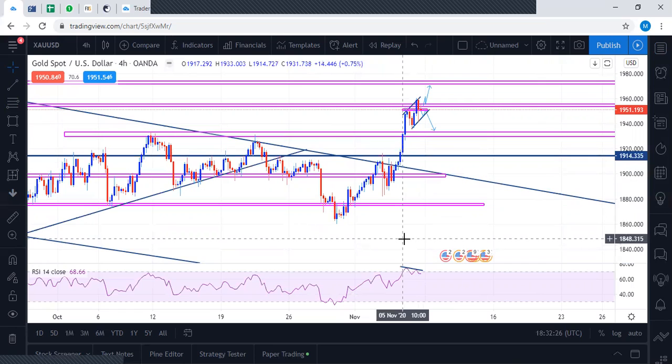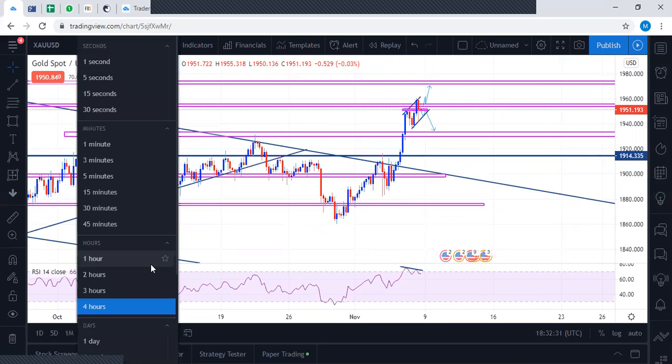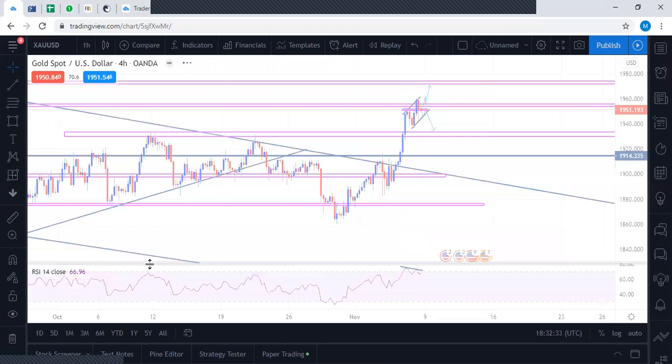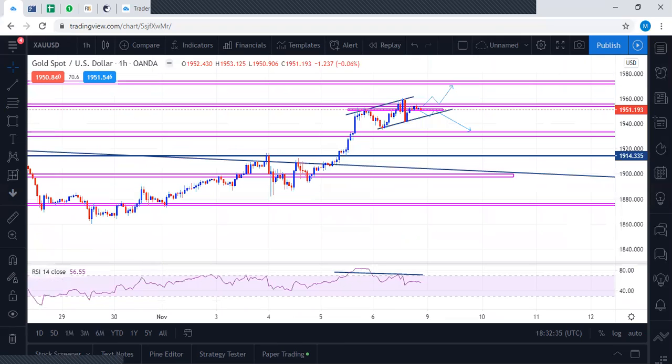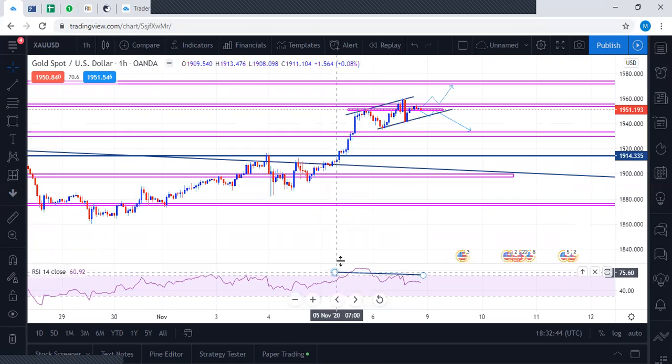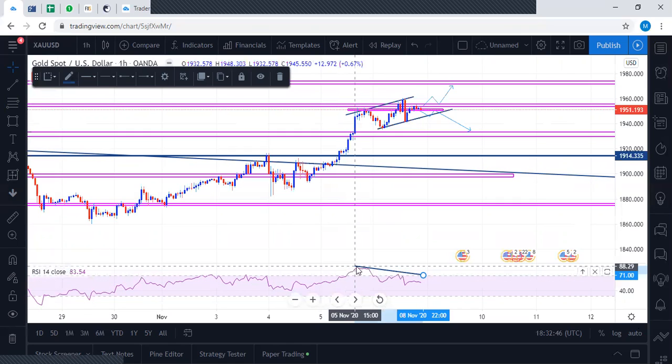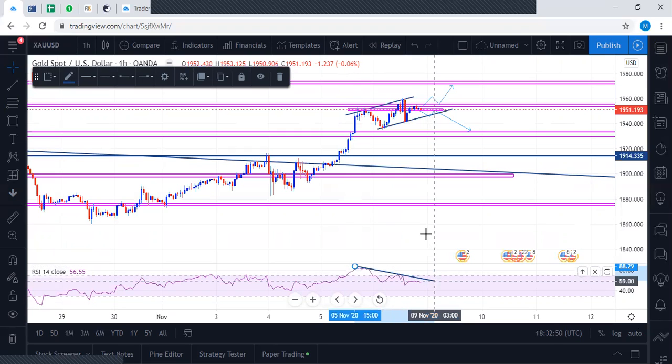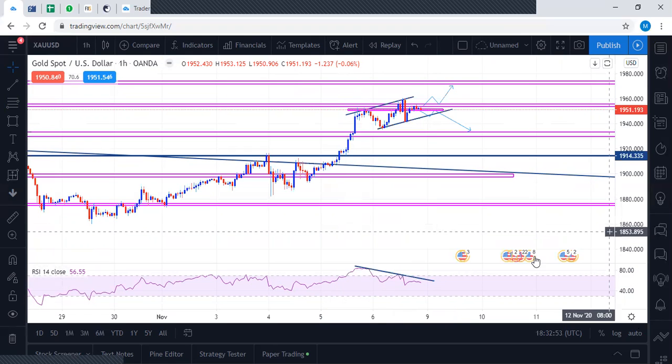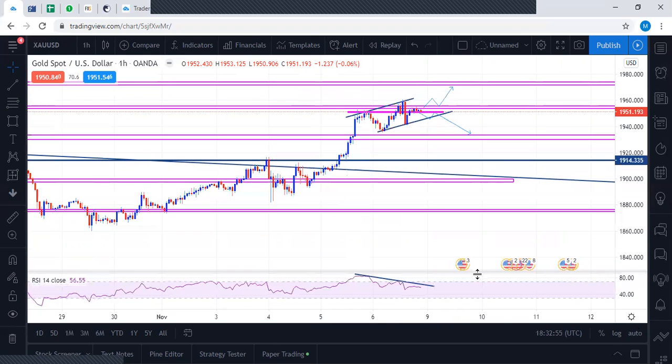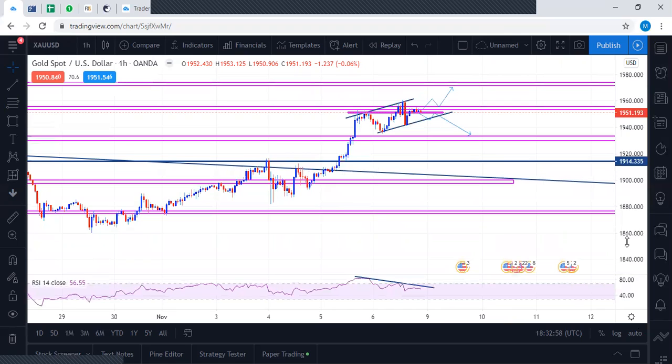If you see a divergence, let's go to the 1 hour. You can see the divergence more clearly here on the 1 hour. You can see the RSI is making lower lows, while price is still making a higher high, which is probably the confluence for price to continue to the downside.